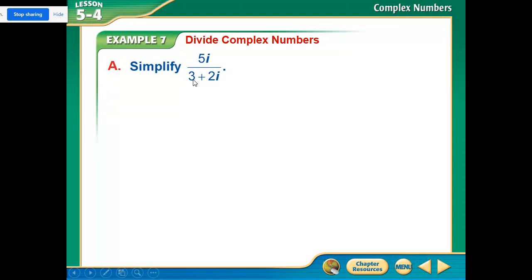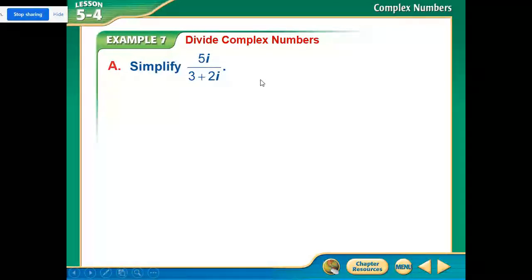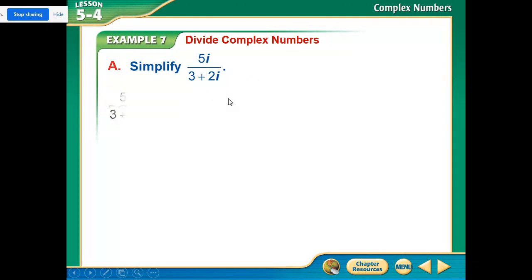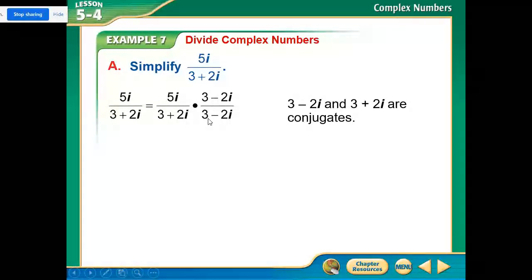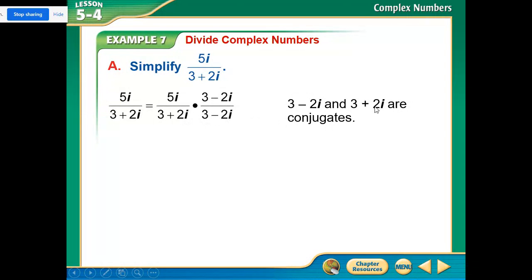So see how this is 3 plus 2i? I'm going to multiply by 3 minus 2i. It's always the opposite sign. So if this was minus, then I'd do a plus, whichever. So notice here, it's going to be 3 minus 2i. Those are considered conjugates. That's where that word comes from. And they're complex conjugates because they're complex numbers. So 3 plus 2i and 3 minus 2i. We're going to put those together, and then I got to do the same to the top.